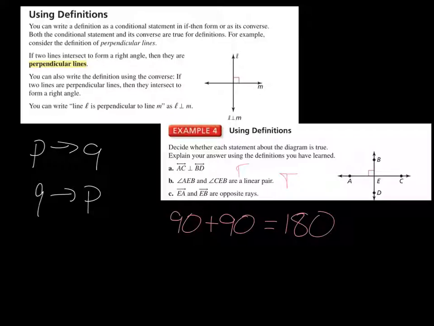And then the last one, we have EA and EB are opposite rays. If we look at these, EA looks like this, and EB looks like this. We know that opposite means they go directly away from each other. So just by common knowledge, those two things are not opposite rays. So on this last one, we're going to put false. Sorry, I made that look kind of like a true at first, but we know that that's false.